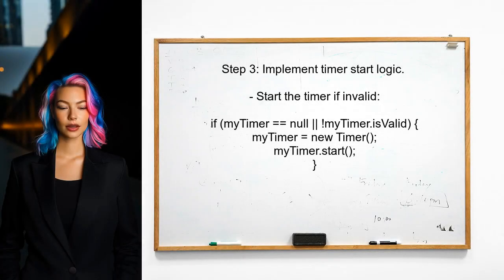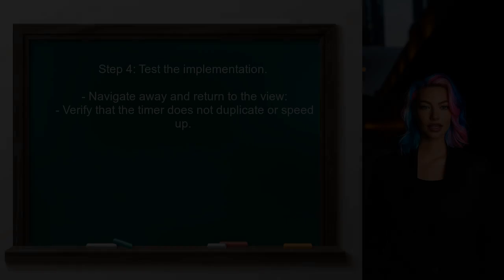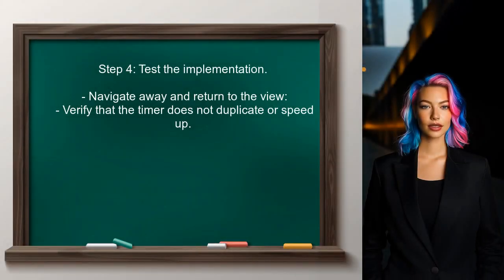After adjusting the if statement, the user should implement the logic to start the timer only when it is invalid. This will prevent multiple instances of the timer from running simultaneously. Finally, the user should test the implementation by navigating away from the view and returning to ensure that the timer behaves as expected without duplication.